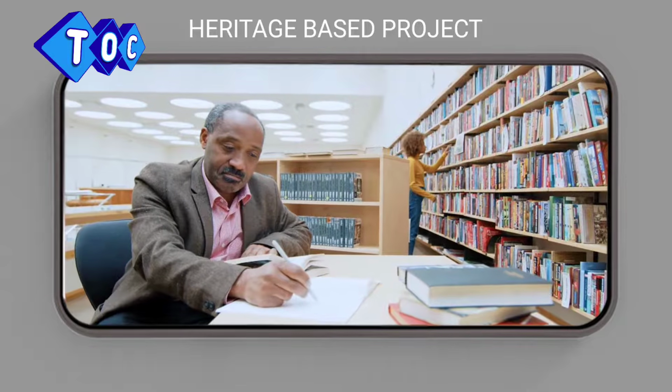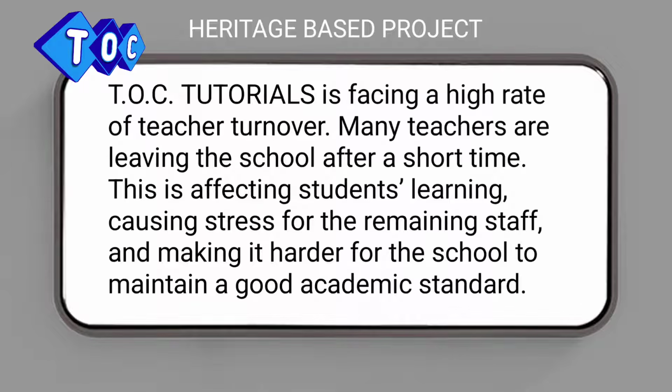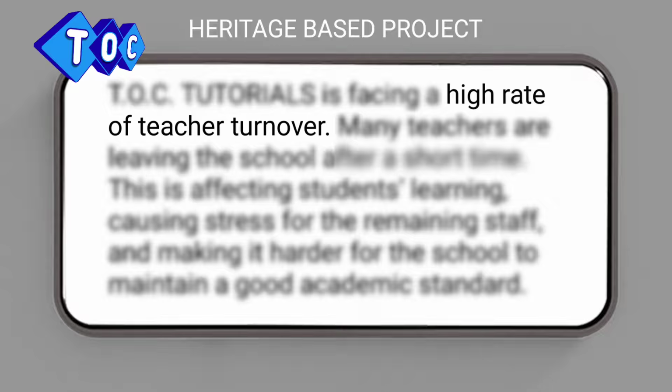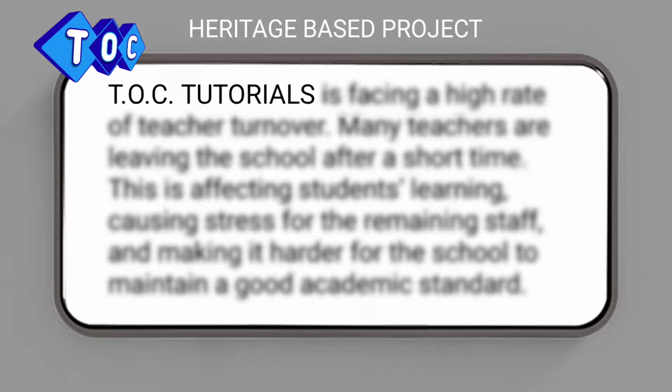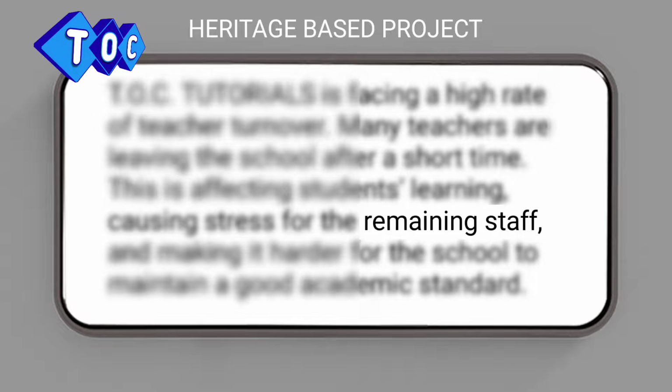For instance, you can write the following as a problem description. T.O.C Tutorials is facing high rate of teacher turnover. Many teachers are leaving the school after a short time. This is affecting students' learning, causing stress for the remaining teachers, and making it harder for the school to maintain a good academic standard. As you can see from this paragraph, there is a problem which is high labor turnover of teachers. There is also a location which is T.O.C Tutorials. Then who is being affected? The students, the teachers, and the school management.